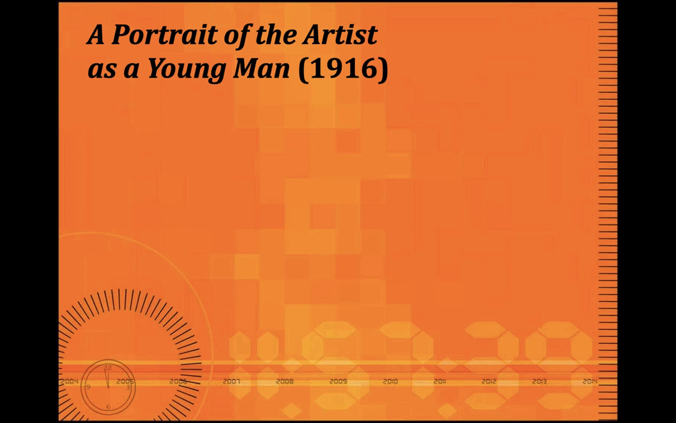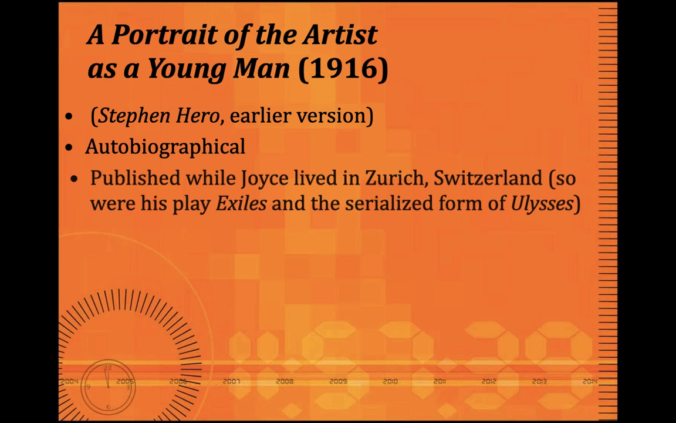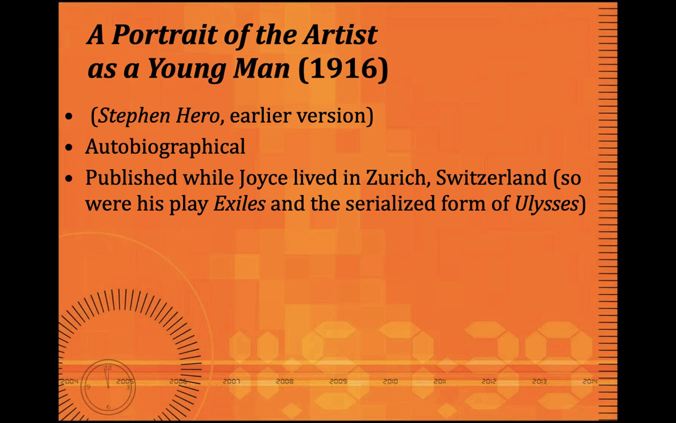Now, A Portrait of the Artist as a Young Man, published in 1916. Stephen Hero, as you know, is the earlier version. It is autobiographical. And it was published while Joyce lived in Zurich in Switzerland. His play Exiles was also published in Zurich. And Ulysses was later published in serial form there. Ulysses appeared in book form when it was published by Sylvia Beach, the owner of Shakespeare and Company, the Parisian bookshop.